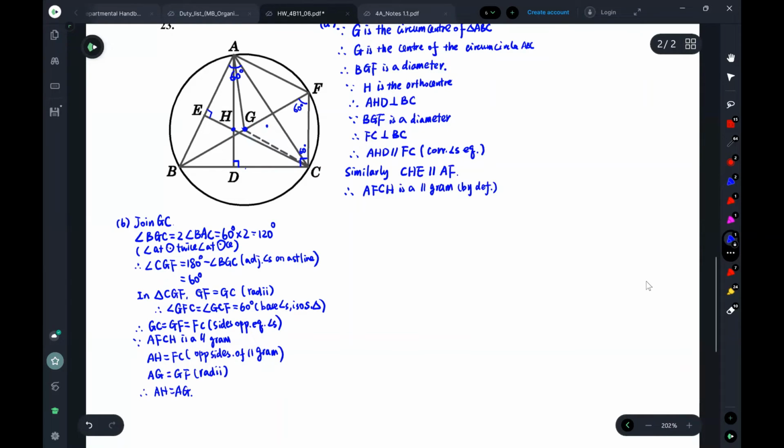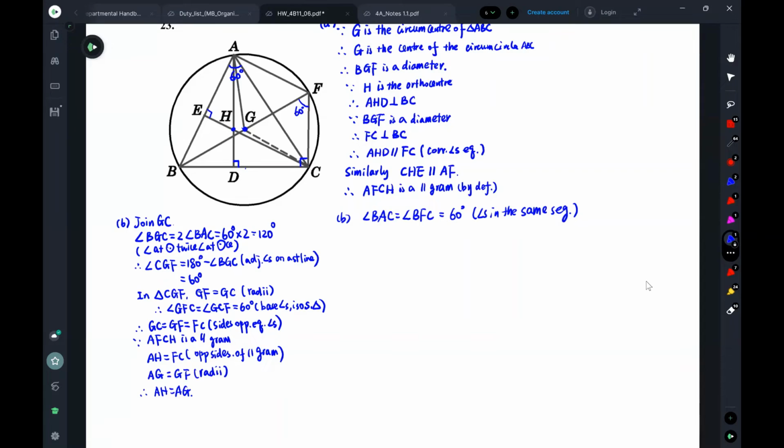Therefore, I will not find these angles. I will not find 120 degree. I will not find this 60 degree. What I will do is I will find this angle and BAC are equal. So angle BAC and angle BFC are equal, 60 degree. Angles in the same segment, 60 degrees.